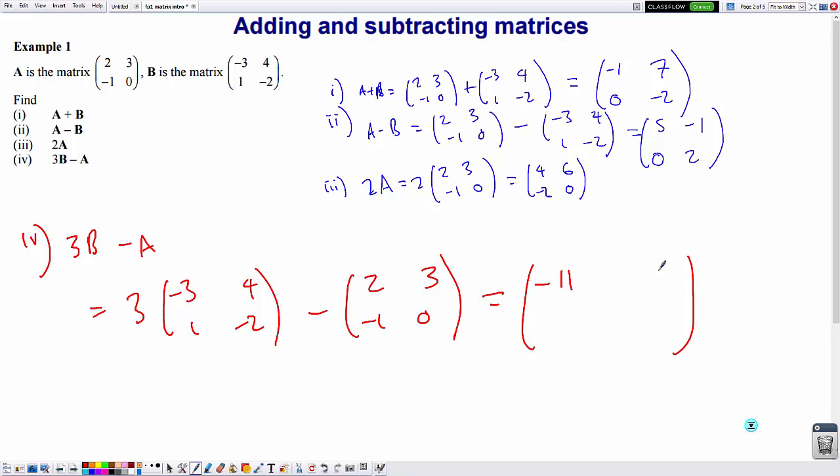12 minus 3, which is 9. 3 minus 1, so it's 3 plus 1, so that's 4. And minus 6, take away 0, this is minus 6. Done. Okay, let's move on to multiplying.